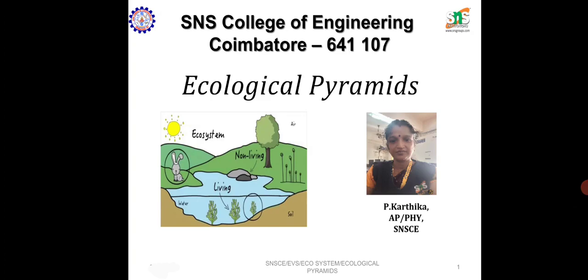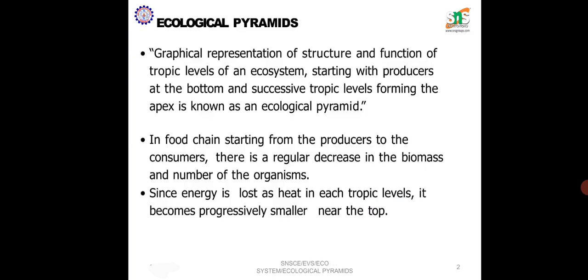Today I am going to explain about the ecological pyramids in ecosystem. So first we should know about the ecological pyramids. It is a graphical representation of structure and function of trophic levels of an ecosystem, starting with producers at the bottom and successive trophic levels forming the apex, known as an ecological pyramid.